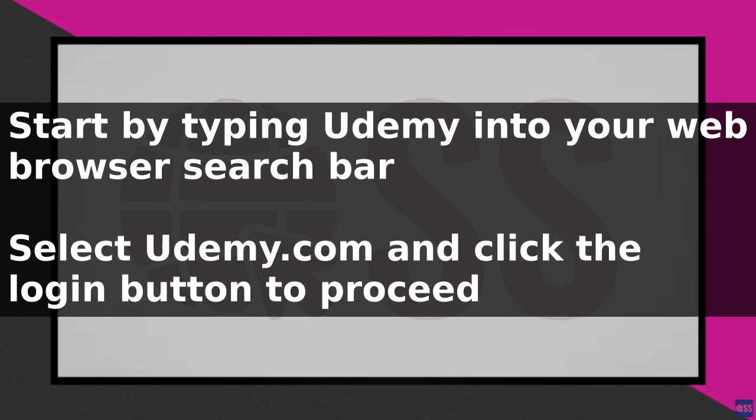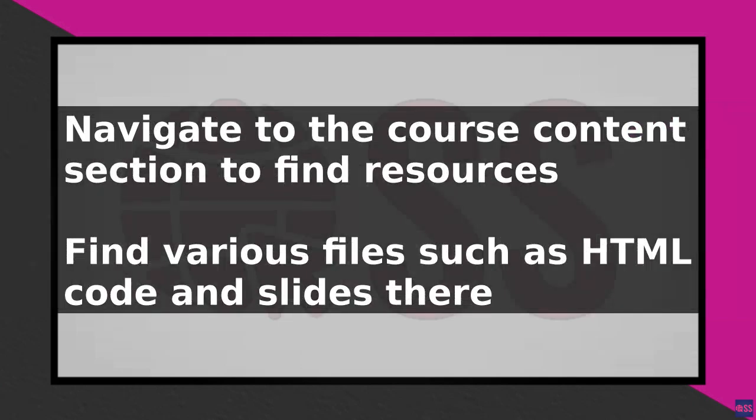To download course resources in Udemy, start by typing Udemy into your web browser's search bar and select udemy.com. Click the Login button and fill out the required information, including your email and password. Once logged in, navigate to the course content section, where you will find the resources.